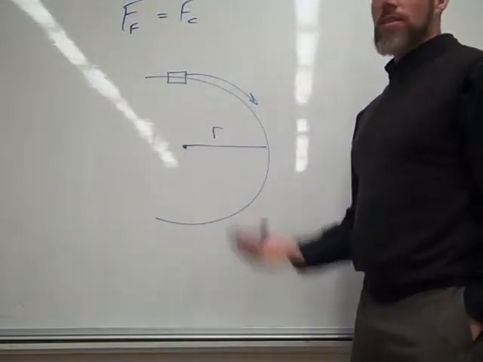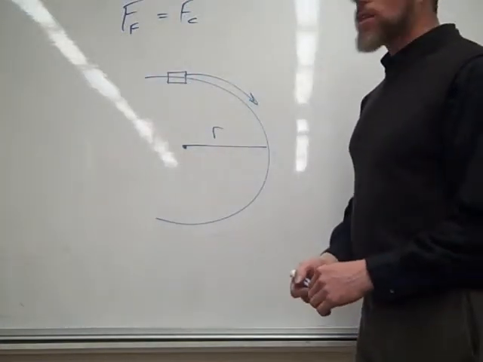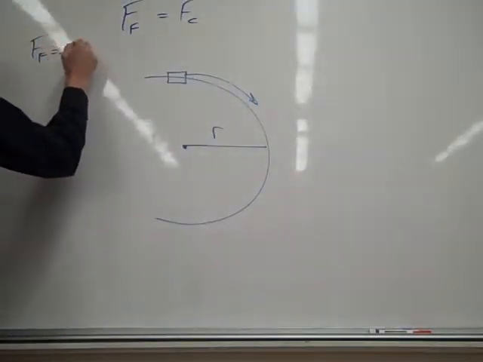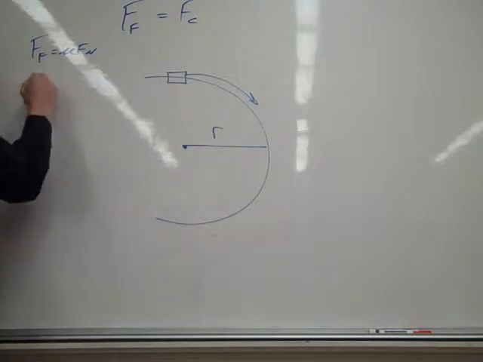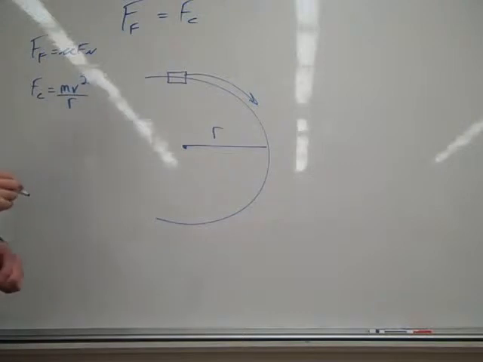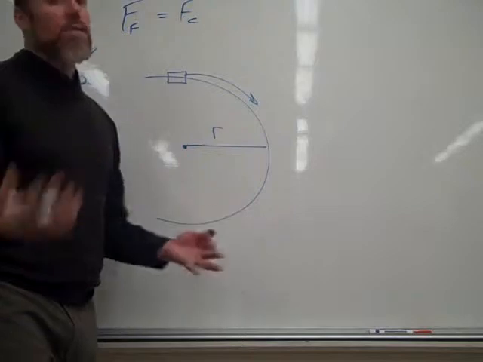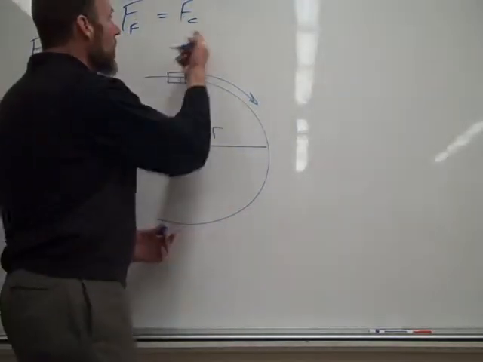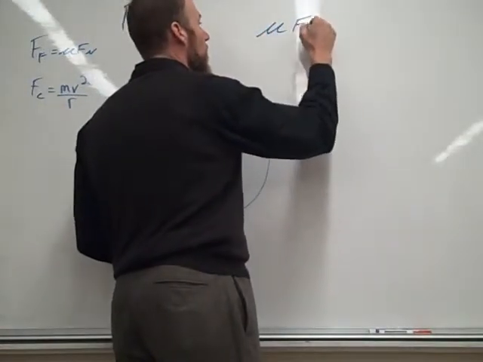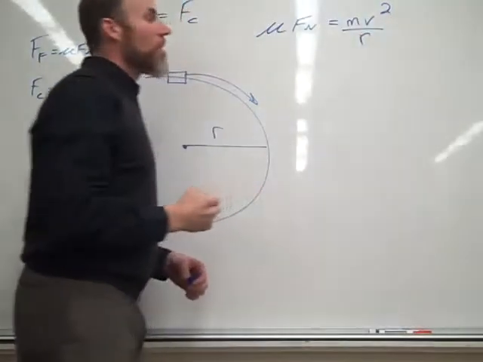Now, you may remember that centripetal force and frictional force both have an equation, right? The frictional force could be expressed as mu Fn, and the centripetal force can be expressed as mv squared over r. Well, what I'd like to do is set the two equal to one another and then be able to solve for different variables. So if Fc equals Ff, then I should be able to say mu Fn equals mv squared over r.